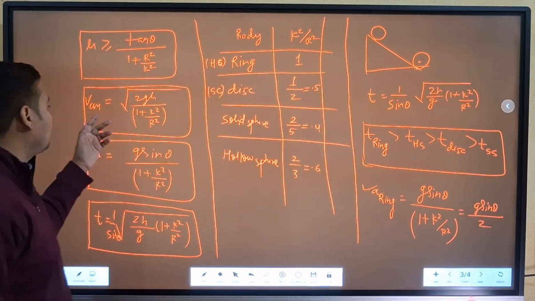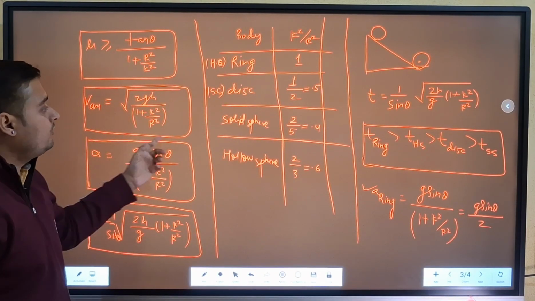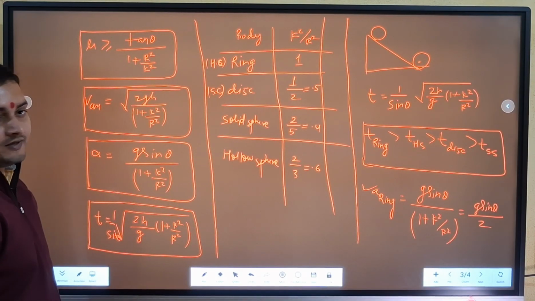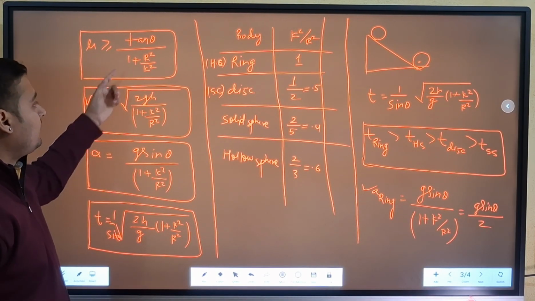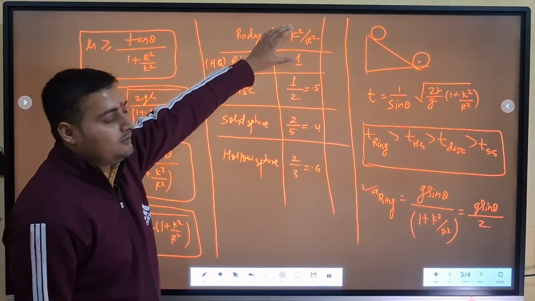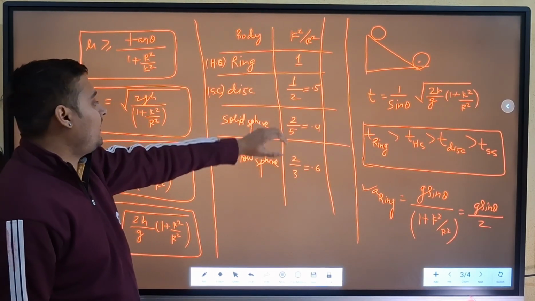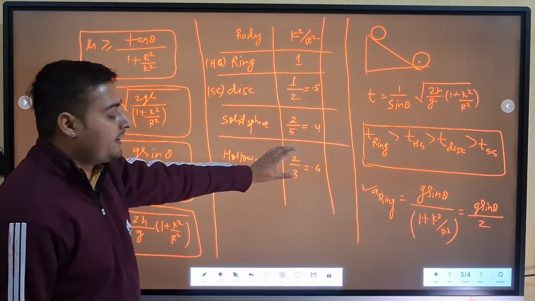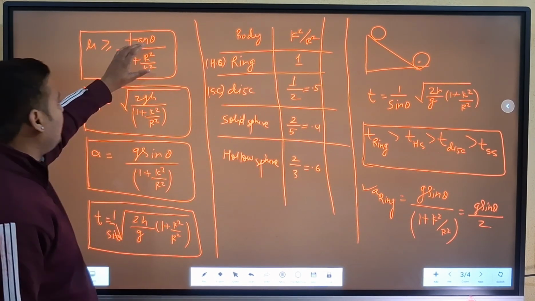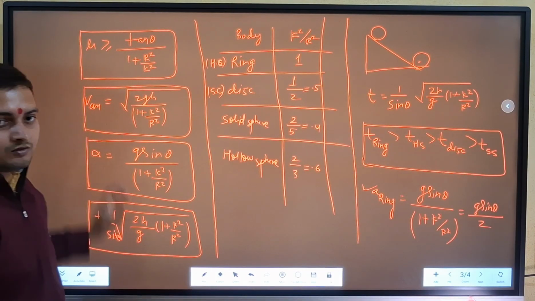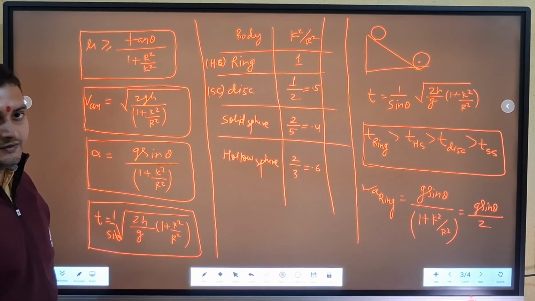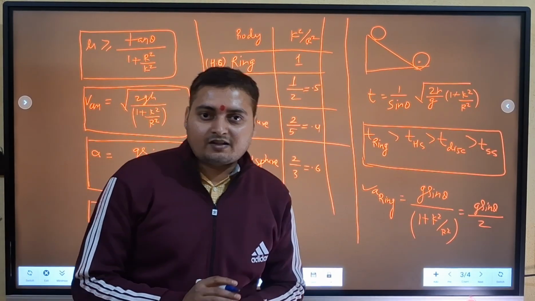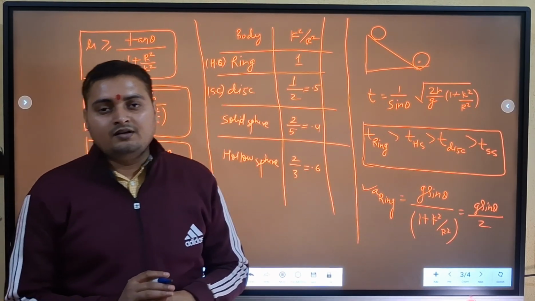Suppose they ask about the velocity of center of mass. You only need to put the value of k square by r square and you can calculate the velocity of center of mass. For minimum friction coefficient, you will take the reciprocal value of k square by r square. So in case of solid sphere you will write 5 by 2. In case of hollow sphere you will write 3 by 2. So you will take the reciprocal value, put the value, and you can calculate the minimum friction coefficient.